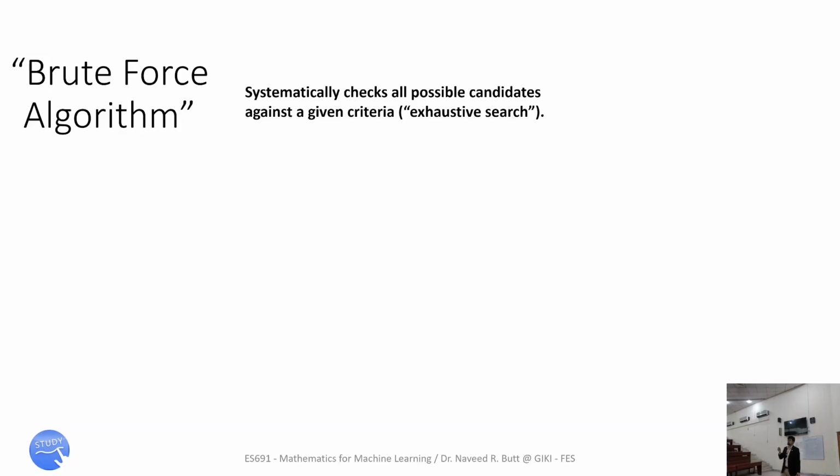एक एल्गोरिथम होता है ब्रूट फोर्स. ब्रूट फोर्स क्या होती है इंग्लिश में? ब्रूट, जंगलियों की तरह फोर्स बस लगा देना. Brute force algorithms, what they do is they systematically check all possible candidates against a given criteria. इसको हम exhaustive search भी कहते हैं, ठीक है.